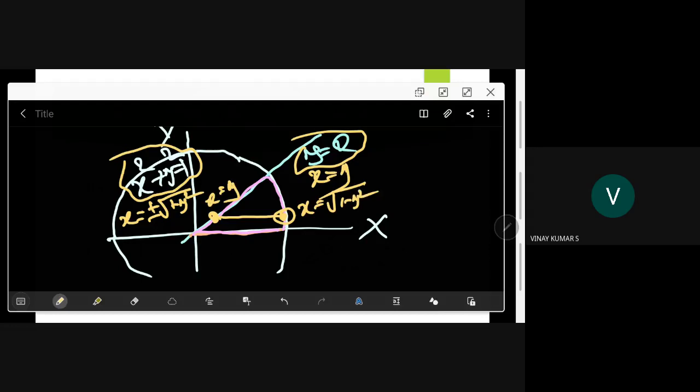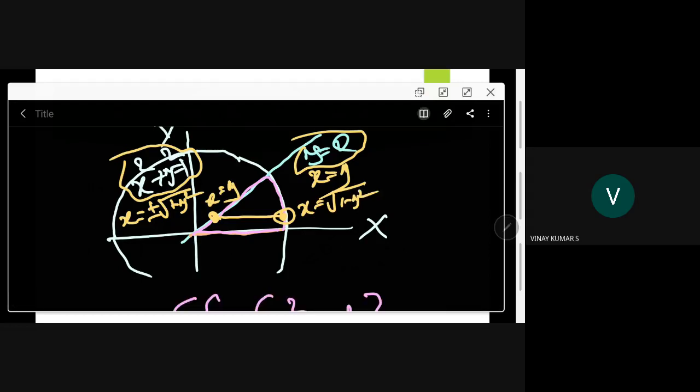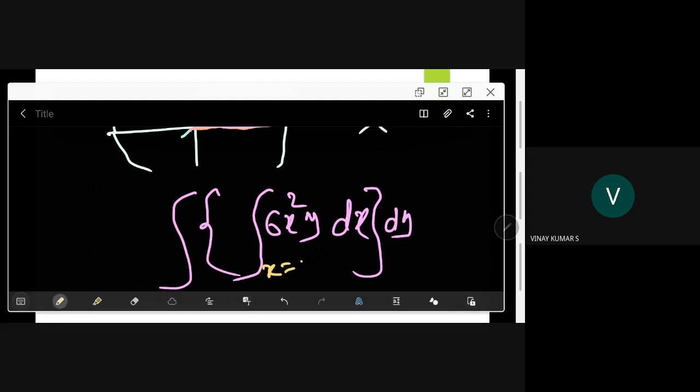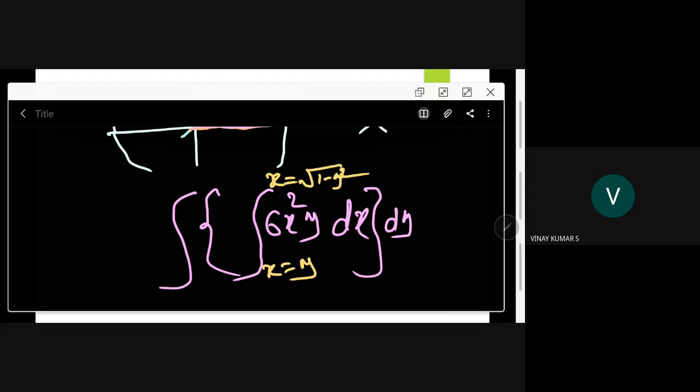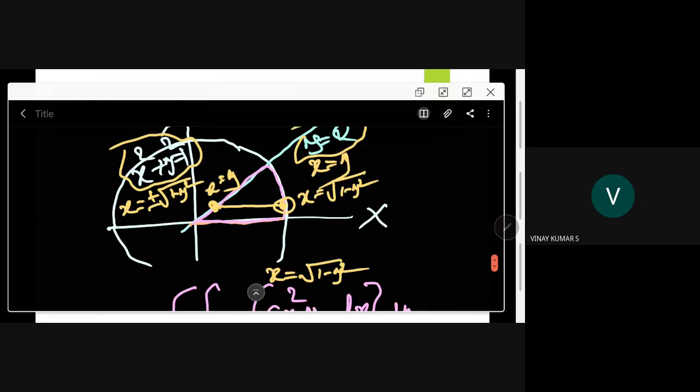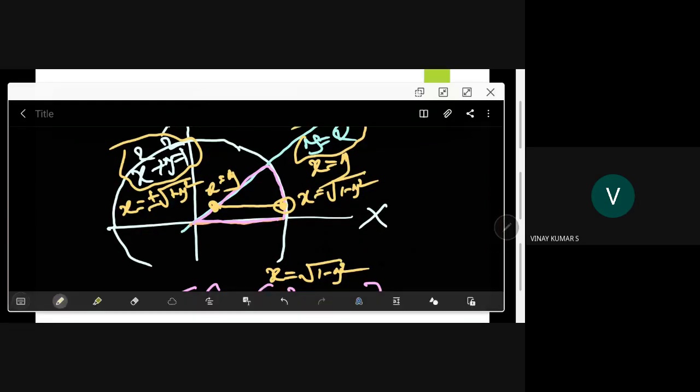Is it clear now? Now see, I will show the trick here. x is equal to y to x is equal to square root of 1 minus y square. Done. Now what are the limits for y? So to find limits for y, you are moving this strip, covering the region by pushing this line out. From where? From here. What is the y value here? The y value is 0 here.